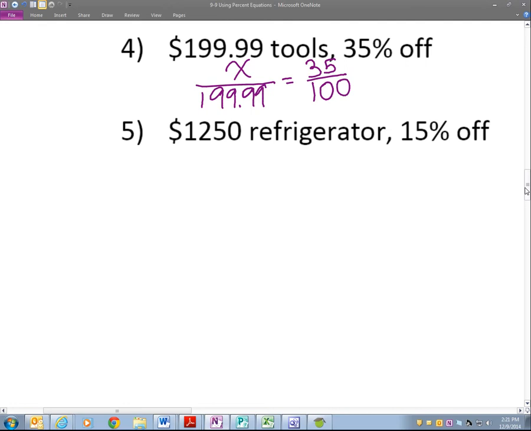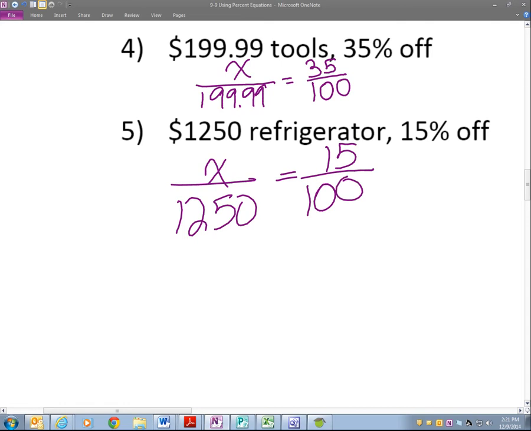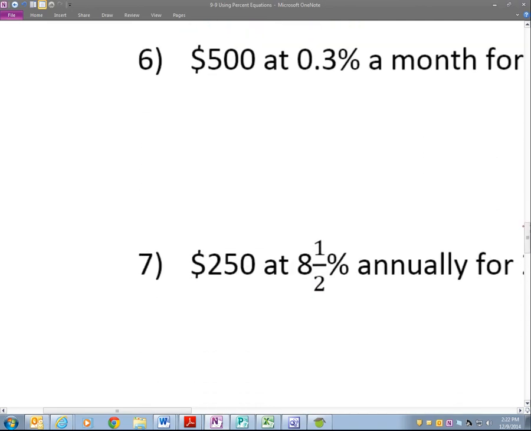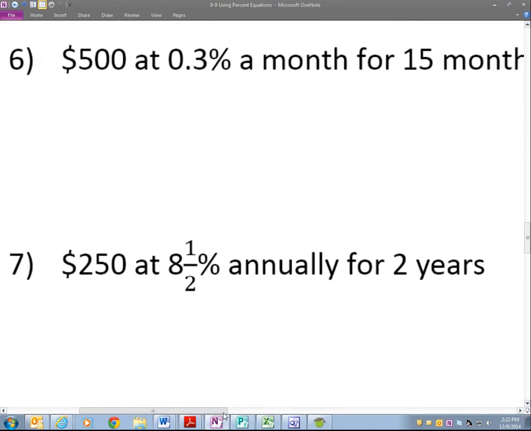All right. This one here, same situation. We're looking for the discount. The total is $1,250 refrigerator at 15% off only at Scott's Appliances. It's my name. Okay, that's how we set that up. I expect you to be able to do that. Once again, you'd be doing the cross products. So you'd have 100, x times 100 equals 250 times 15. You solve for x. Now let's get into what we're actually doing today.